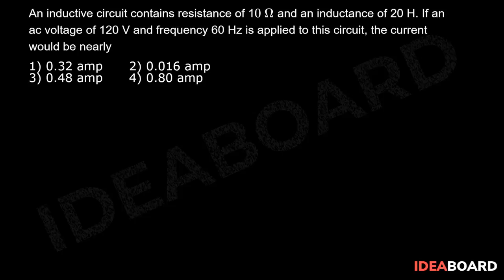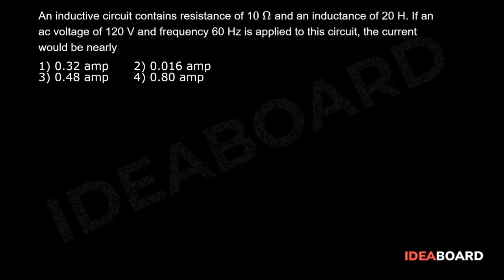An inductive circuit contains resistance of 10 ohm and inductance of 20 Henry. If an AC voltage of 120 volts and frequency 60 Hz is applied in the circuit, the current would be nearly. So here, first of all, what information is being provided?